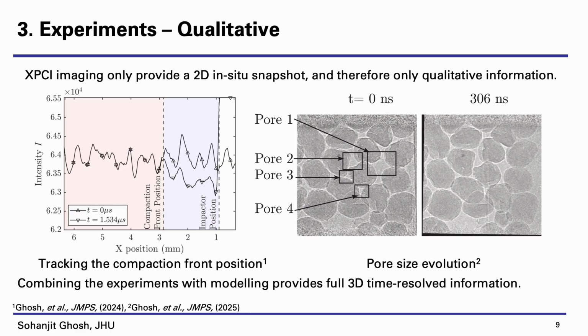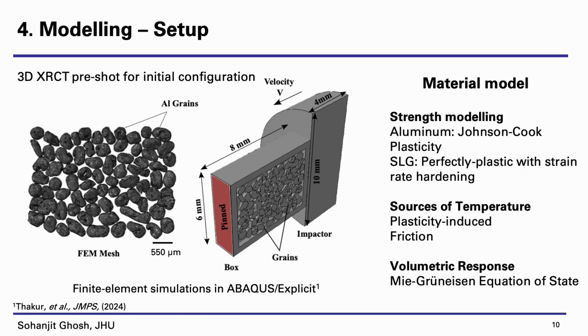But these experiments by themselves are not enough to understand what's happening entirely in 3D. That's why we need to supplement, or rather complement, these experiments with some modeling that I'll talk about next. To create a mesoscale model, we first generate a mesh out of the original CT scan that we did before our experiments, and we basically try to make a digital twin of what's happening in the experiment.